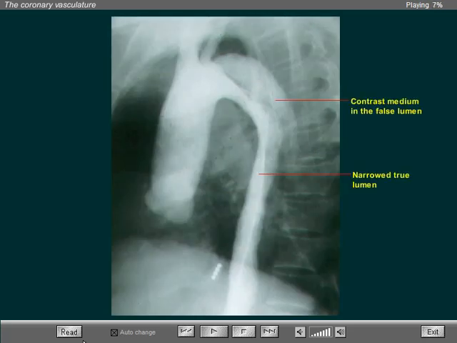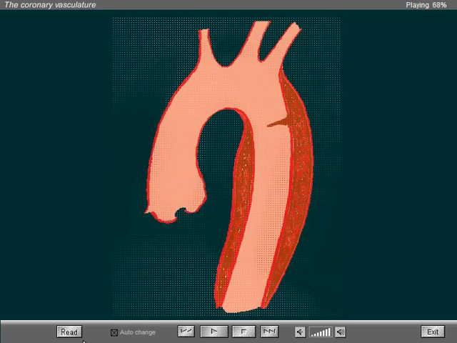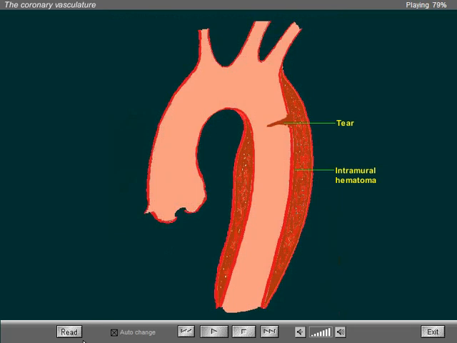This is an aortogram of a patient with a dissecting hematoma type 2. Note the narrowing of the proximal descending aorta with some of the contrast in the false lumen. And the next one is a diagram of the type 2 dissection, which usually starts distal to the left subclavian artery.